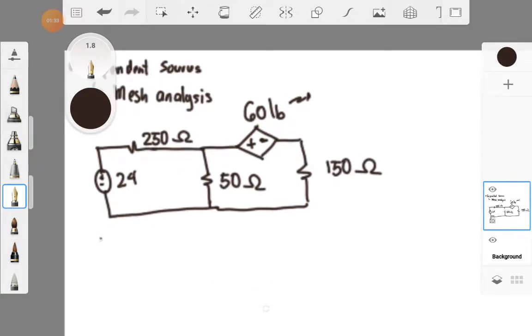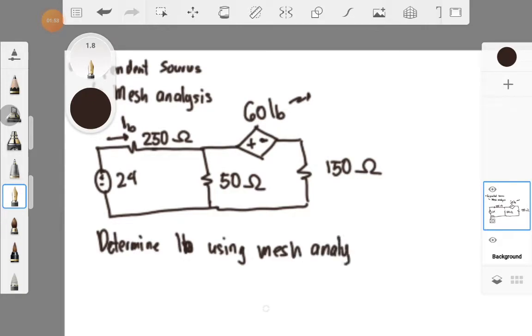So determine IB. In the figure, your IB is here. It is not assumed, it is a question. Okay, determine IB using mesh analysis. So how will we do it?